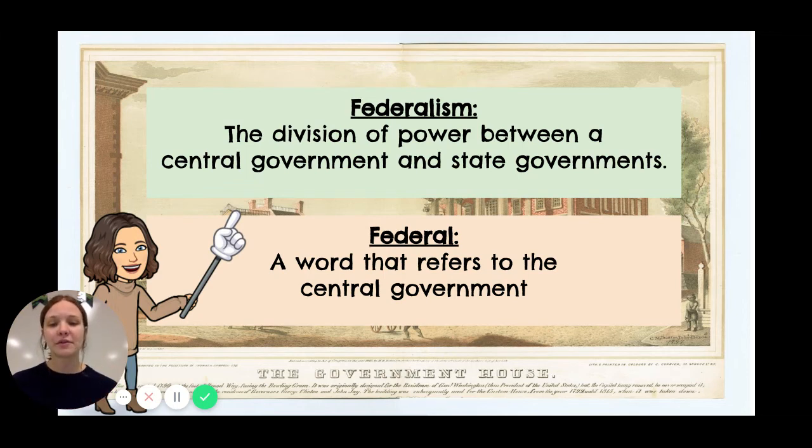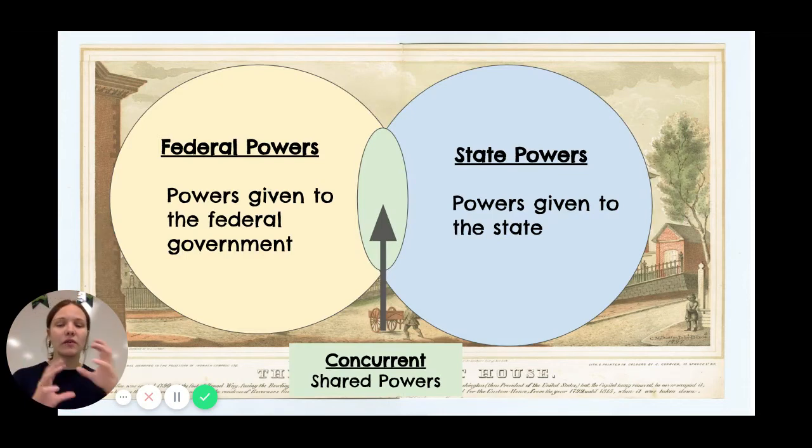And so the word federal is a word that refers to the central government. So we would call our government or our principals of the United States the federal government. So to better understand what the federal government does for us, here's a little Venn diagram. So the federal powers are the powers given to the federal government. Remember, the federal government is like the big government. And then the state powers are powers given to the state. So there's an umbrella, remember, that the federal powers are over, and then there's the state powers underneath it.